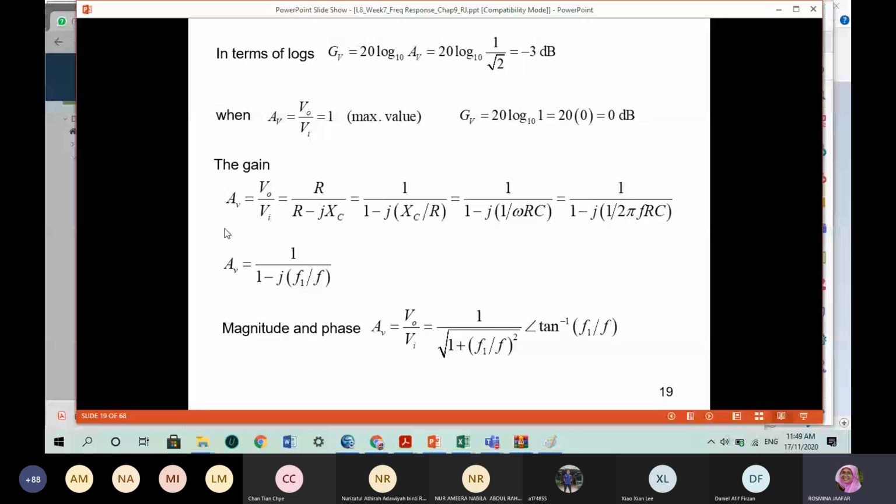The gain now is equal to VO over VI, which is R over R minus jX. This R minus jX is the impedance due to the capacitance present. If you evaluate this, you will get AV is actually 1 over 1 minus jF1 over F. And this will give you the magnitude and phase. The magnitude gain will be VO over VI, and the phase will be tangent inverse of F1 over F.